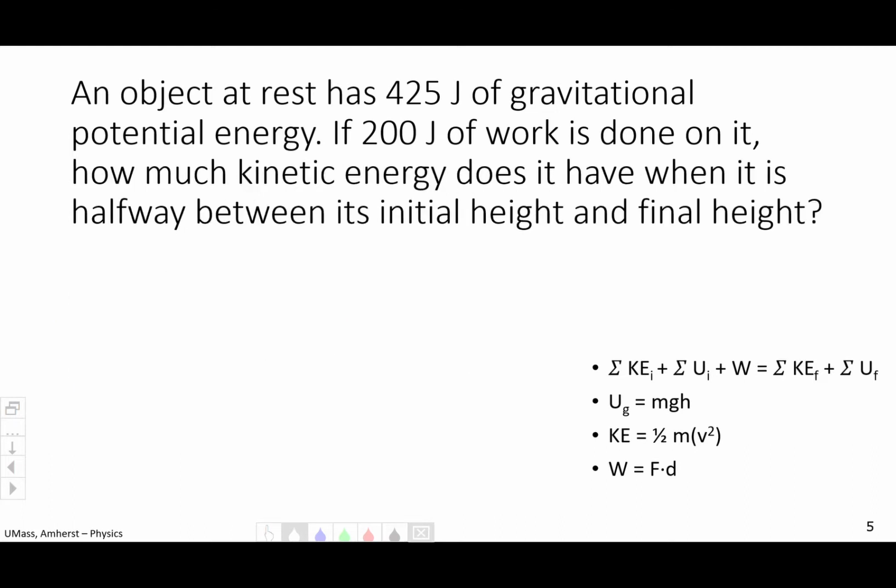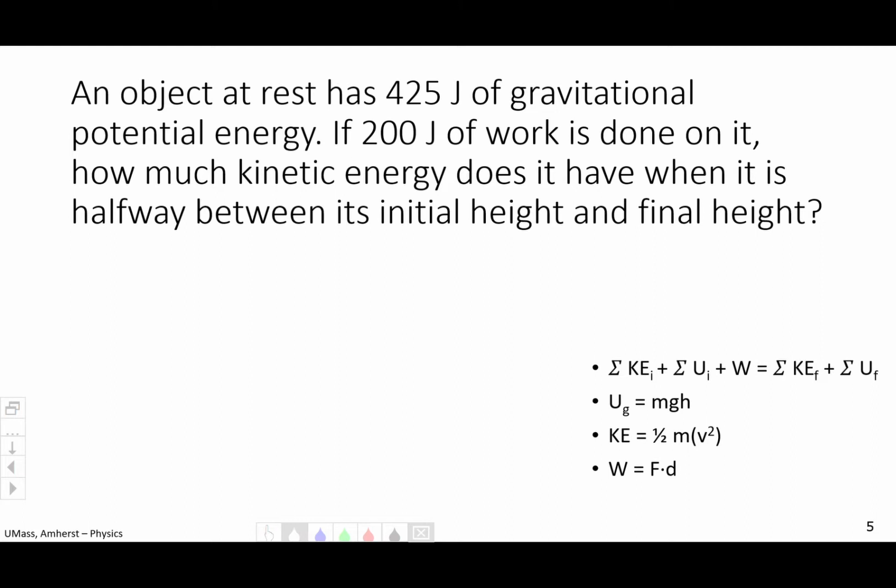An object at rest has 425 joules of gravitational potential energy, and 200 joules of work is done on it. How much kinetic energy does it have when it is halfway between its initial height and its final height? Okay, interesting question, huh? Why don't you pause and try to figure it out, and then we'll come back to it.